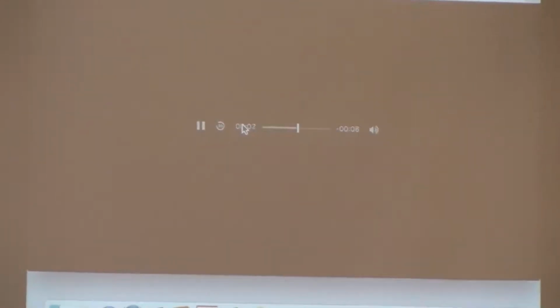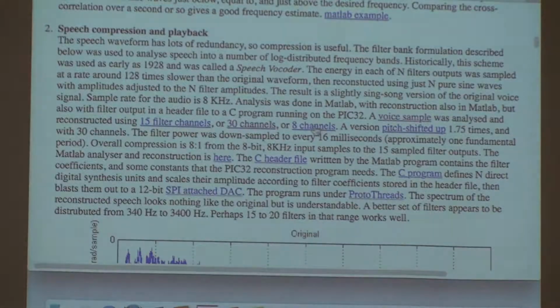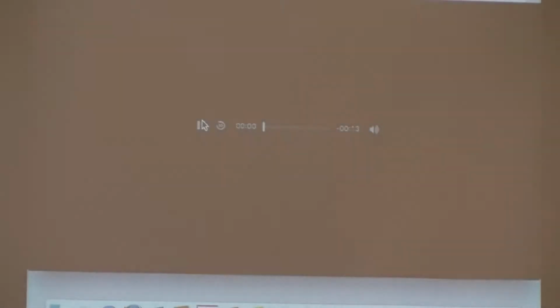1, 2, 3, 4, 5, 6, 7, 8, 9, 0. So then you can ask what it sounds like with 15 channels. 1, 2, 3, 4, 5.